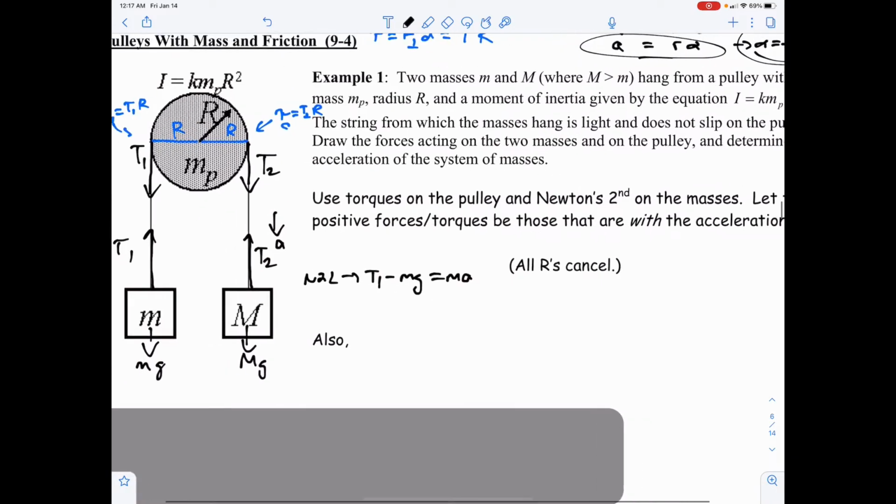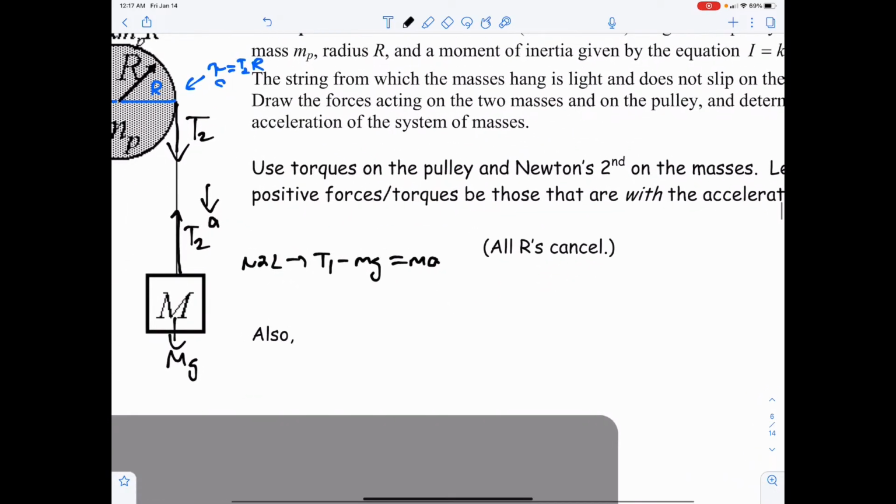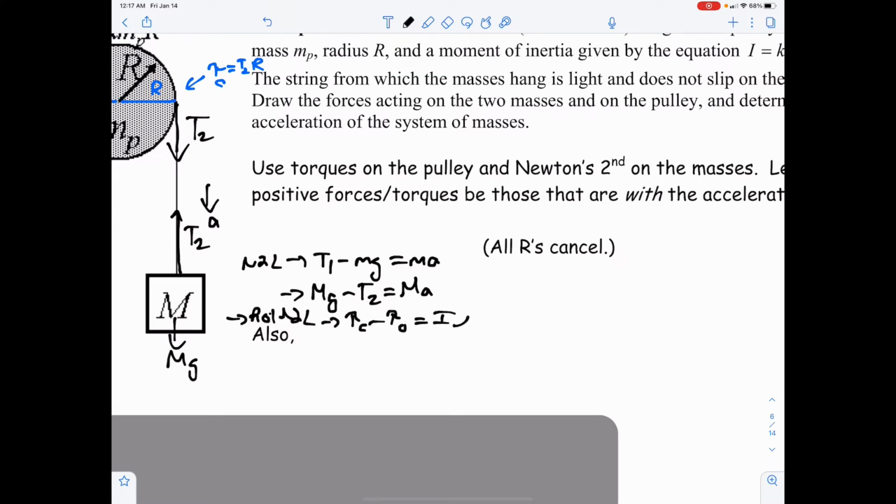Okay, and you also have m2, which is accelerating downwards, and that's big Mg minus T2 equals big Ma. Your last step is to use rotational Newton's second law, and that's net torque equals I alpha. Well, your net torque is your causing torque minus your opposing torque equals I alpha.